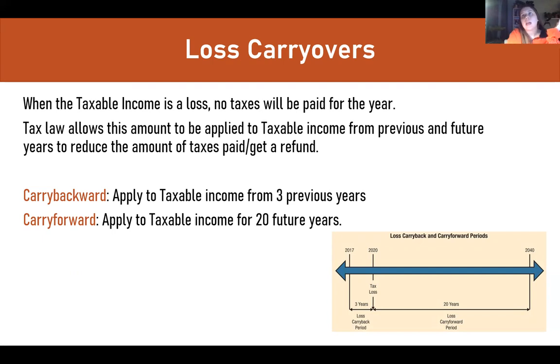So let's say I have a tax loss this year, and in 2020 I had a taxable income, in 2019 I had a taxable income, and in 2018 I had a taxable income. Well, I can go back to 2018 to apply that loss from 2021, but I cannot go to 2017 because the time frame is done. If you want to carry it forward to future years because you think that you're going to have profit in future years, you can apply it to taxable income for up to 20 years. So from 2021, I could go up to 2041.